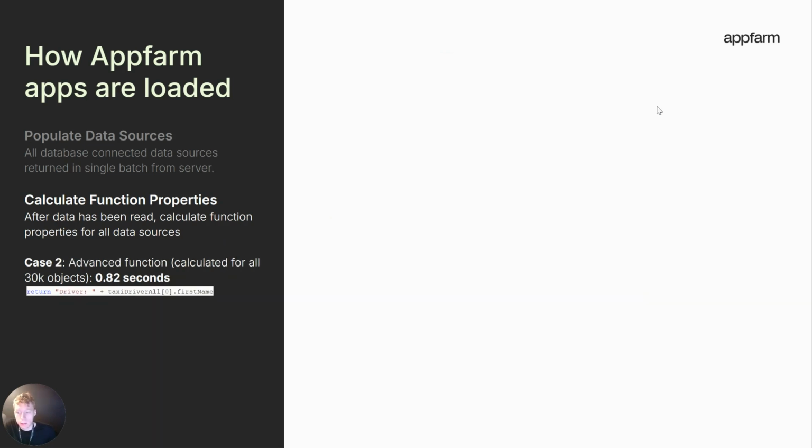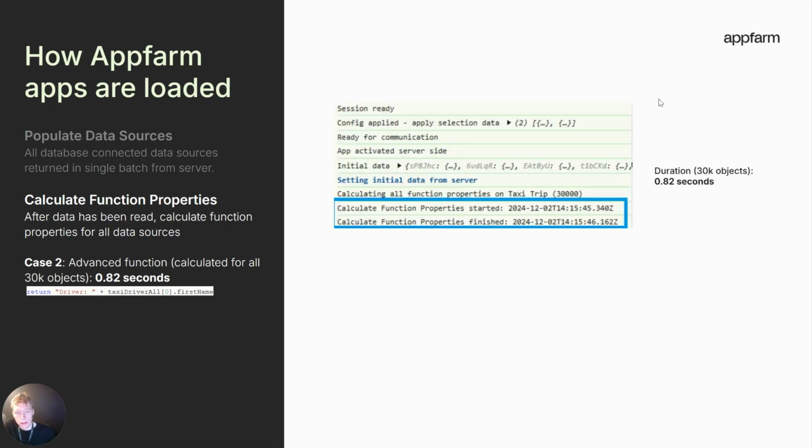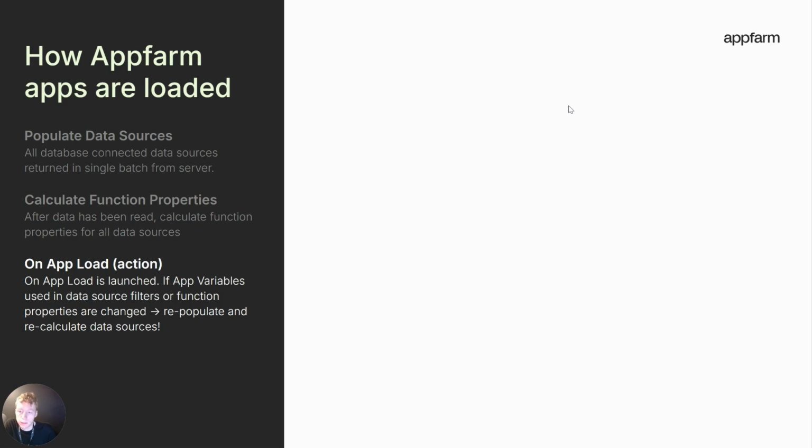Case 2, however, is a bit more of an advanced function. We look up the first name of the taxi driver using the taxi driver all data source. So we actually read in a lot of other data into this function and then calculate the first name from there. And you can see here it takes 0.82 seconds to run for these 30,000 objects. So it's actually 9 times longer using this method. And then after the function properties are calculated, then it's time for the onUpload action to run, if there is one set for the app in question.